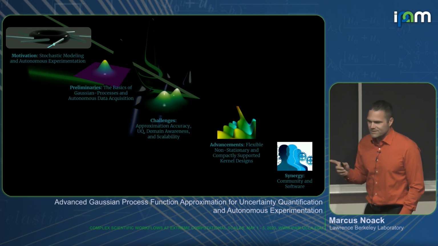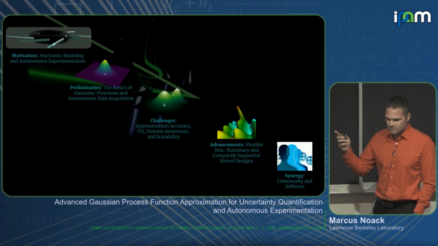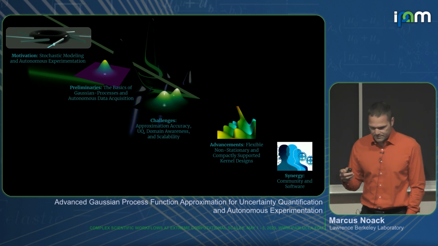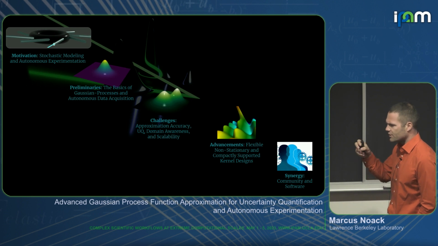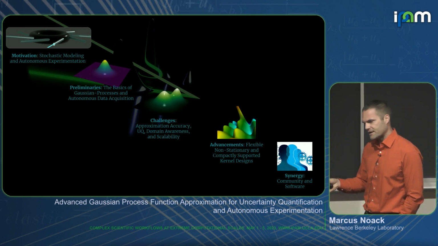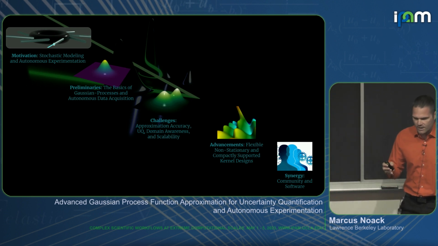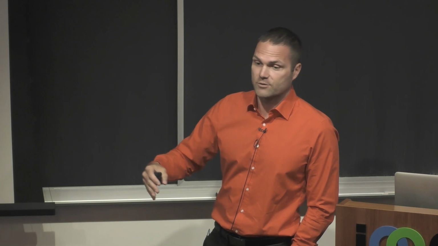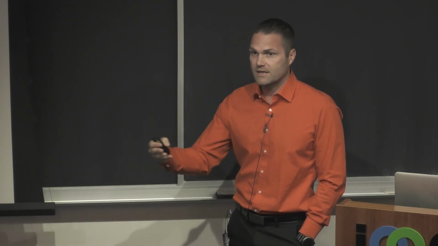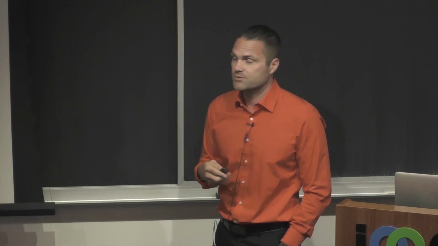All right, so I'm going to start with a little bit of a motivation. We're going to talk about stochastic modeling in general, but start with autonomous experimentation. I always start with that topic because when I was hired, now almost 6 years ago, into Lawrence Berkeley National Lab, that was the topic I was tasked with, and especially doing that for the DOE light sources.